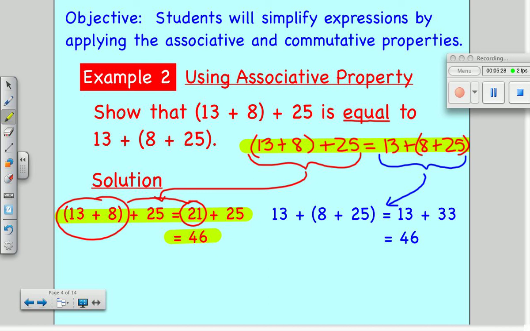And over here, you're going to write 13 plus 8 plus 25 equals 13 plus 33, which is still 46. Because 8 and 25 is 33. And when I add it to 13, I get 46.